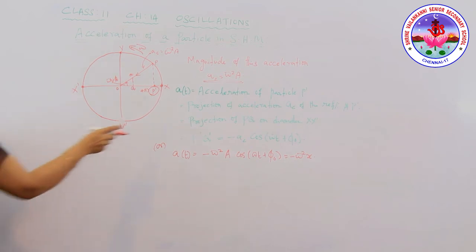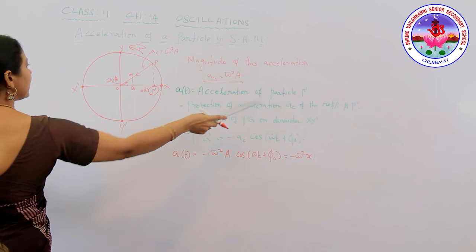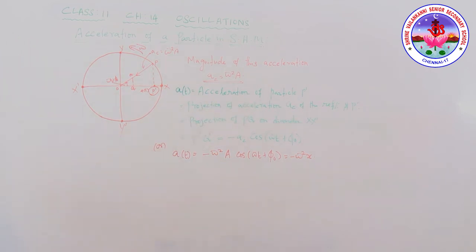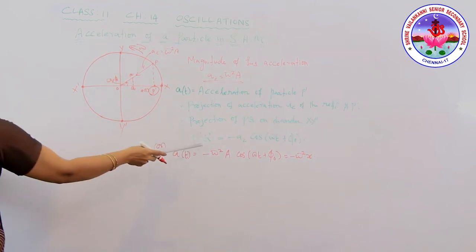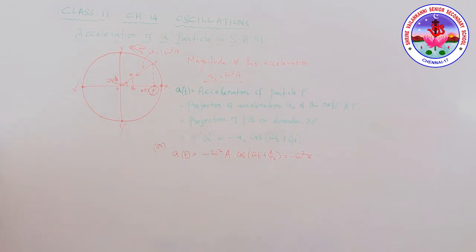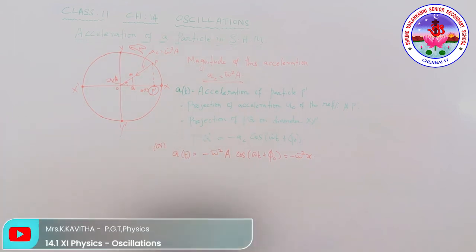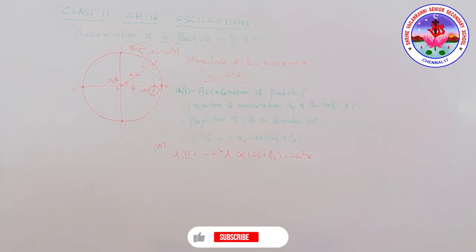Now, a of t is equal to what? The acceleration of the particle P dash at any instant t is the projection of the acceleration AC on the reference point P dash, which is P dash Q dash. That is equal to minus AC cos omega t plus phi naught. Then a of t is equal to minus omega square A cos omega t plus phi naught. Then you will get a of t equal to minus omega square x.